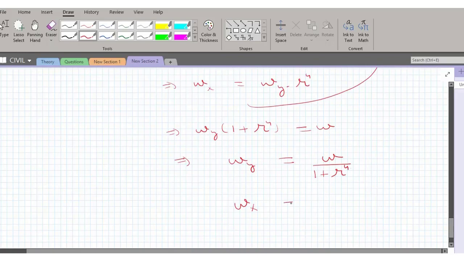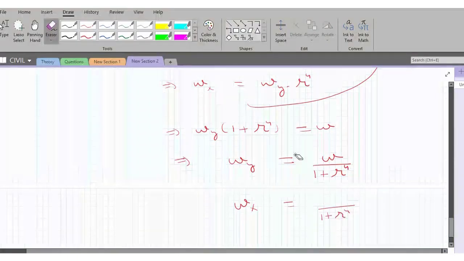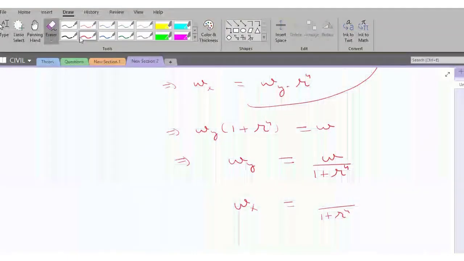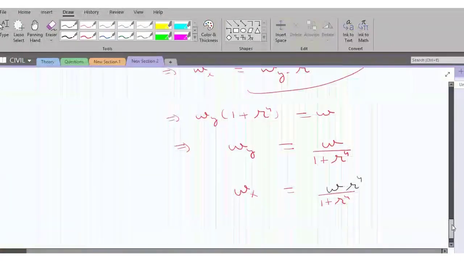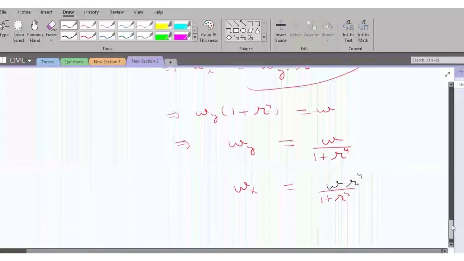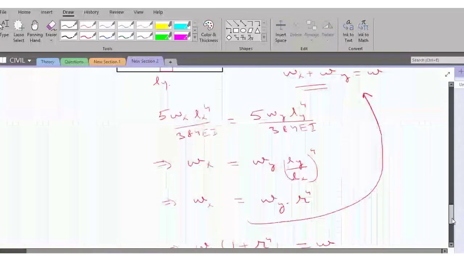Wx equal to R to the power of 4 divided by 1 plus R to the power of 4. It will be W into R to the power of 4. Okay, so if I substitute this, you'll be getting this one, W. So this is what you're going to get, Wx.